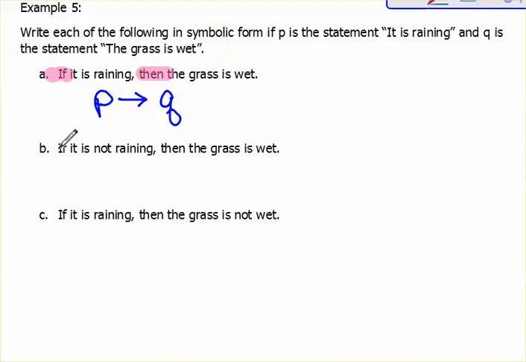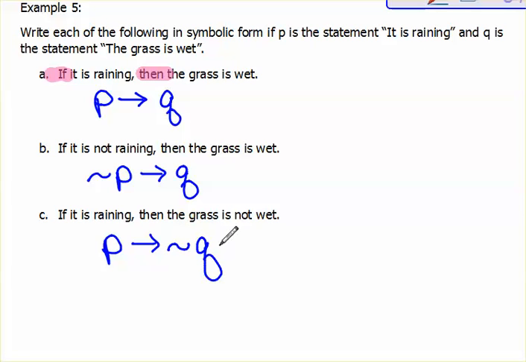Now here's one that says if it is not raining. So not raining would be not P, then the grass is wet, which is Q. So not P implies Q. This one says if it is raining, which is P, then the grass is not wet. Well, the grass is wet was Q, so this is not Q. I'm kind of getting the hang of it, I hope.